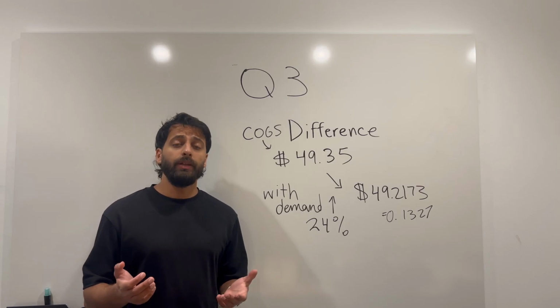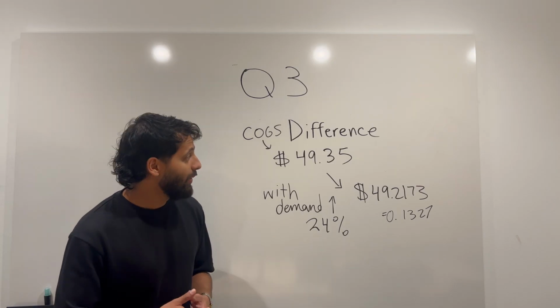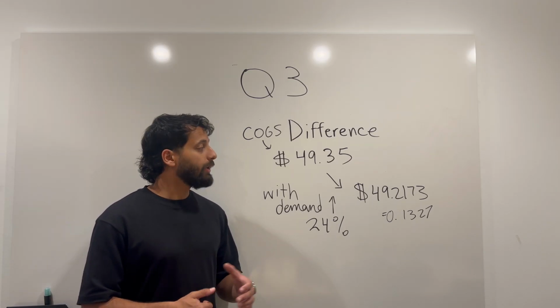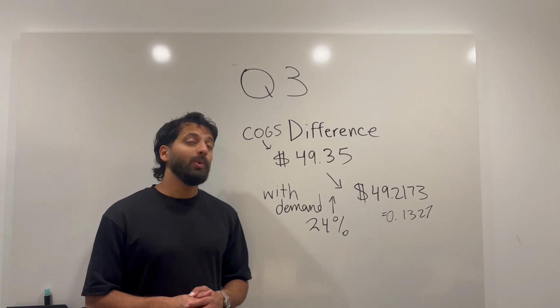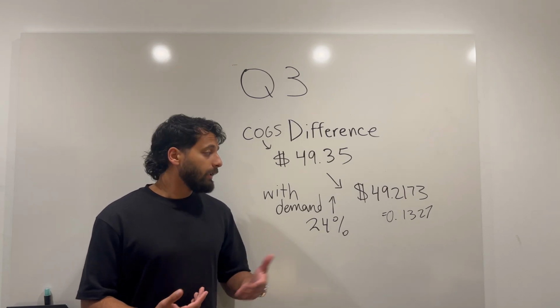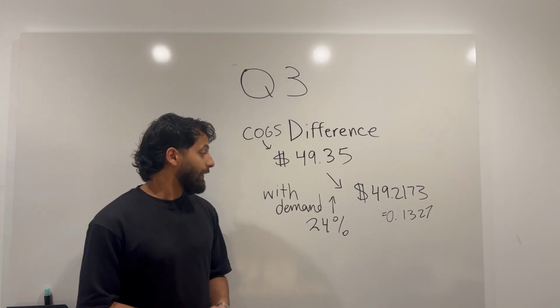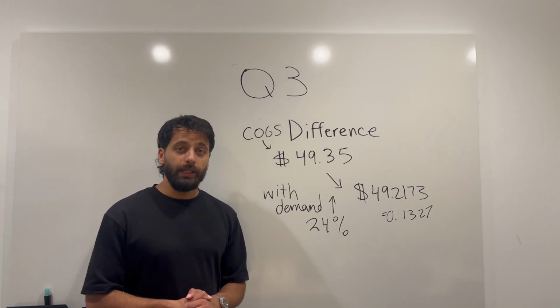So now when we look at the difference between the two numbers of the cost of goods sold, we started at $49.35. It decreased to $49.21. We'll go ahead and round that. That gives us a difference of roughly 0.1327. And that's going to be with the demand of 24%.